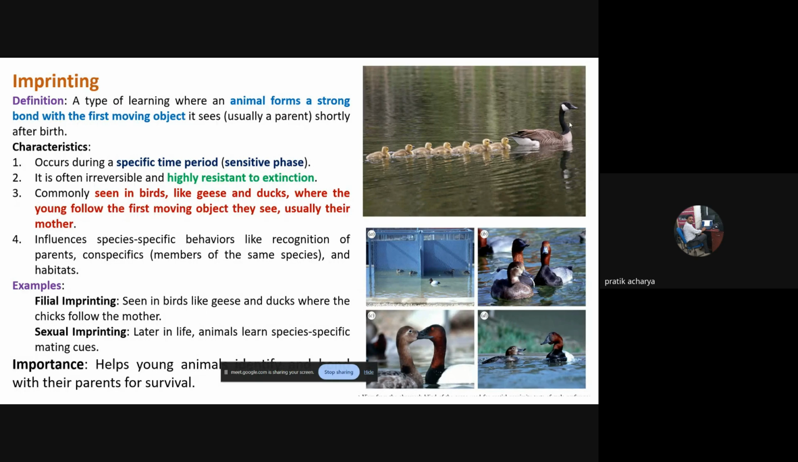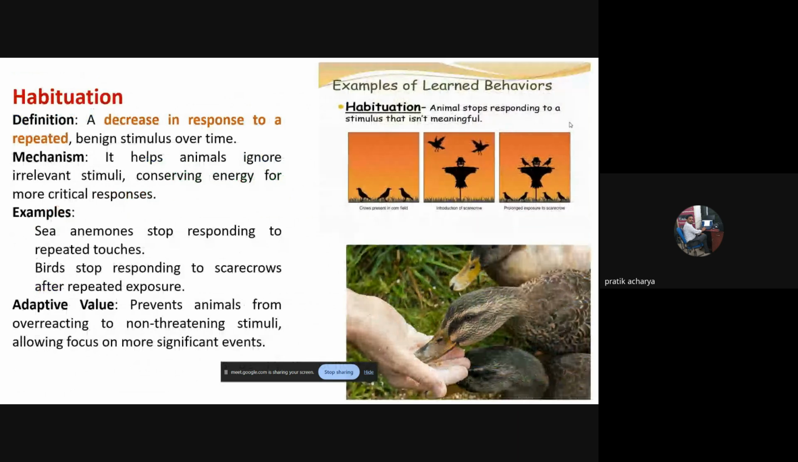So why is imprinting essential? The importance of imprinting: it is essential for survival. For both organismal survival as well as reproductive success, imprinting is very essential. Next.